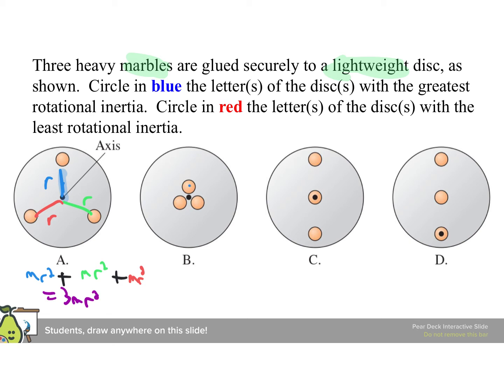In case B, all of these are at radii that are essentially 0. And so we get something like m0 squared plus m0 squared plus m0 squared, or essentially 0, approximately. It's not quite 0 radius, but it's obviously much, much, much smaller.